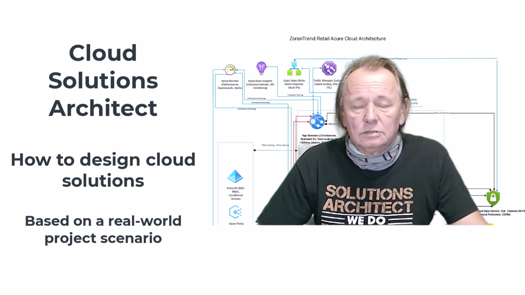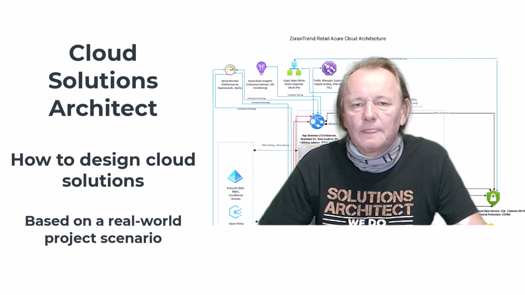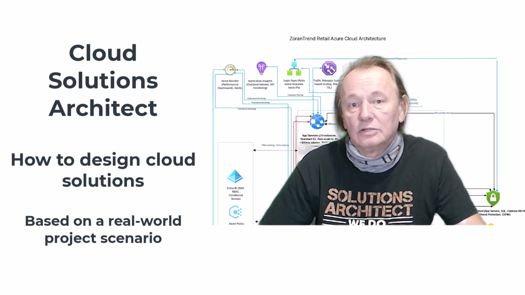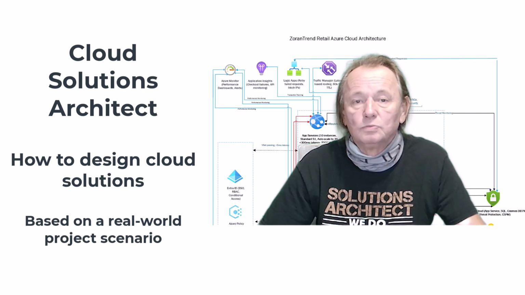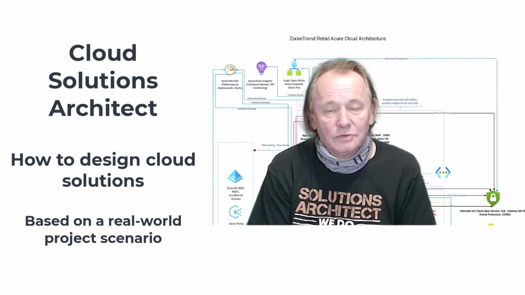The first video is more theoretical in nature, while the rest are based on a real-world project scenario for a fictional company called Zoran Trend Retail. Throughout the series, we'll go over diagrams, including network and data flow diagrams, demonstrate what your documentation should look like, and review landing zone scripts to support a successful cloud implementation. So let's dive into the first video.